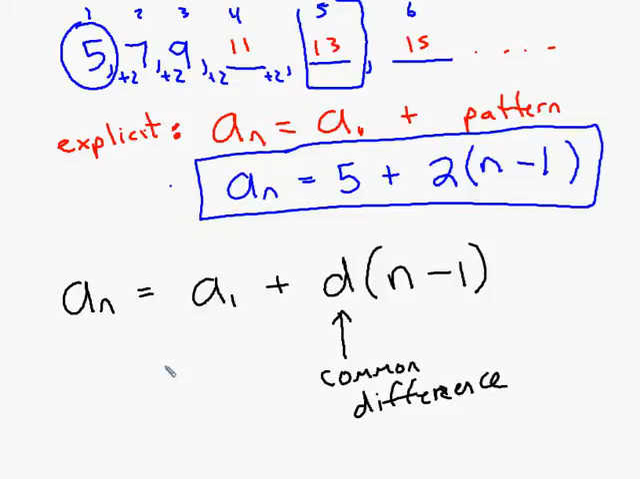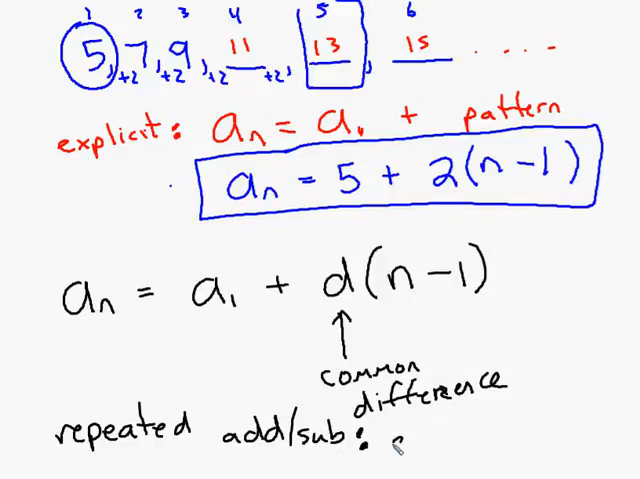Alright, so whenever we have repeated adding or subtracting, we have what's called an arithmetic sequence. It means repeated adding.